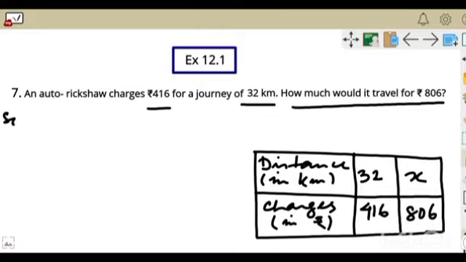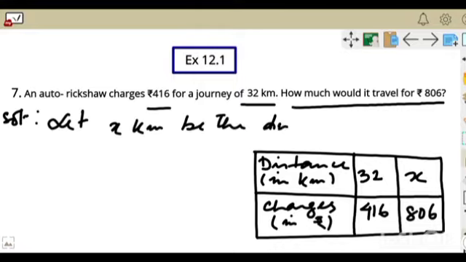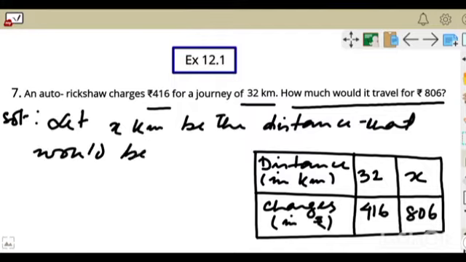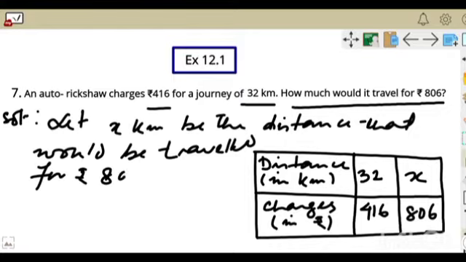Let me start the solution now. Let x kilometer be the distance that would be traveled for rupees 806.